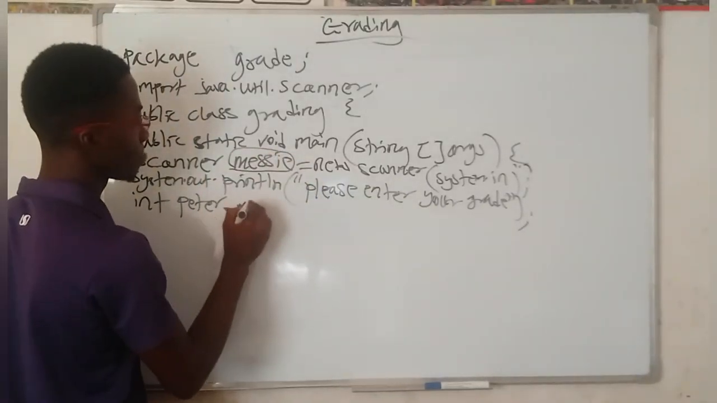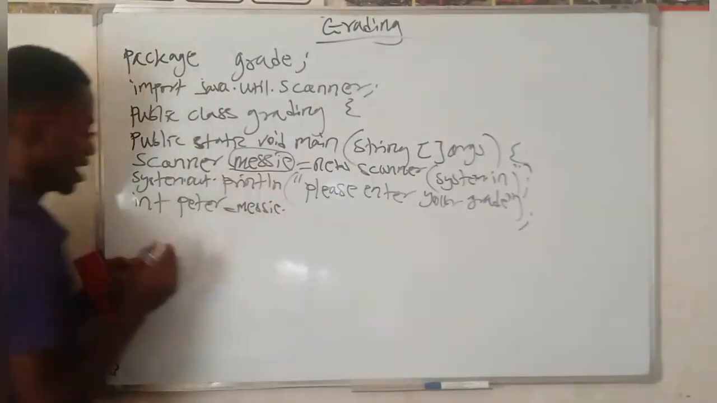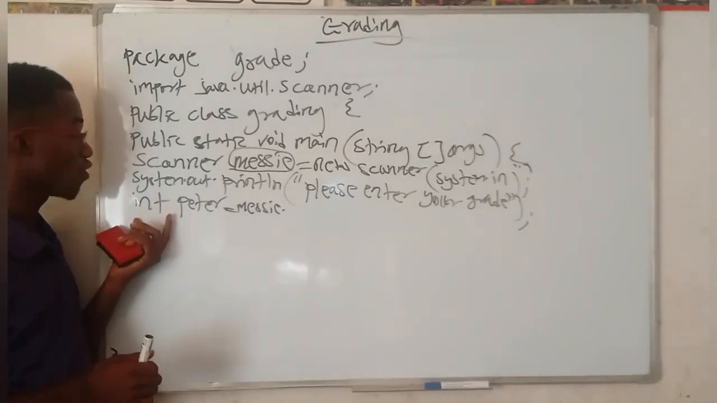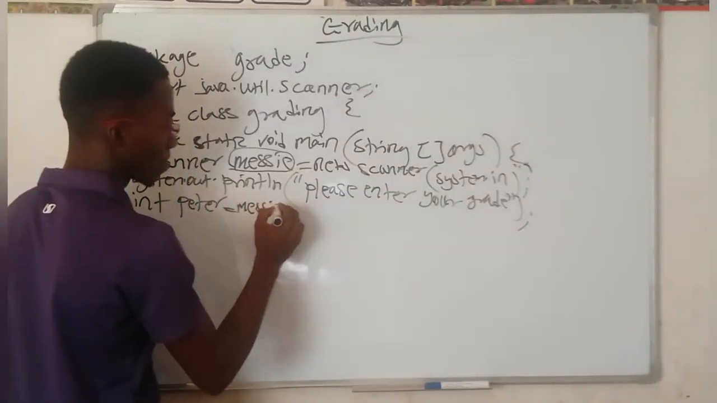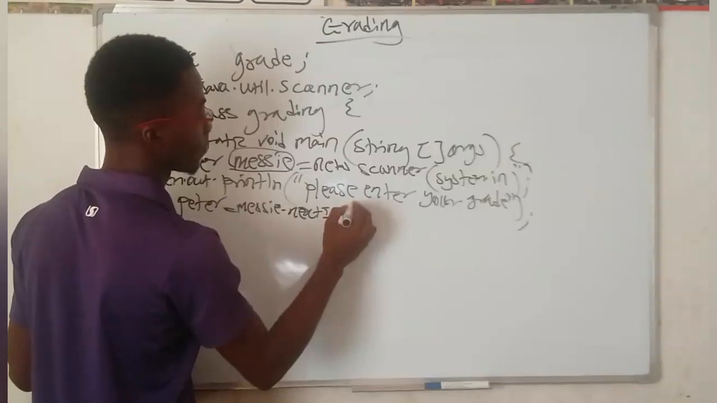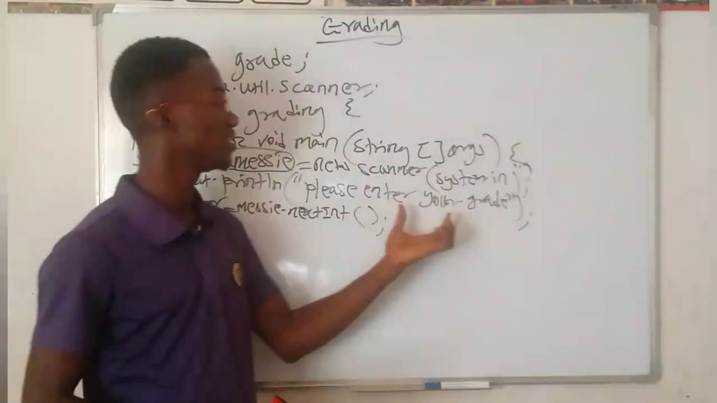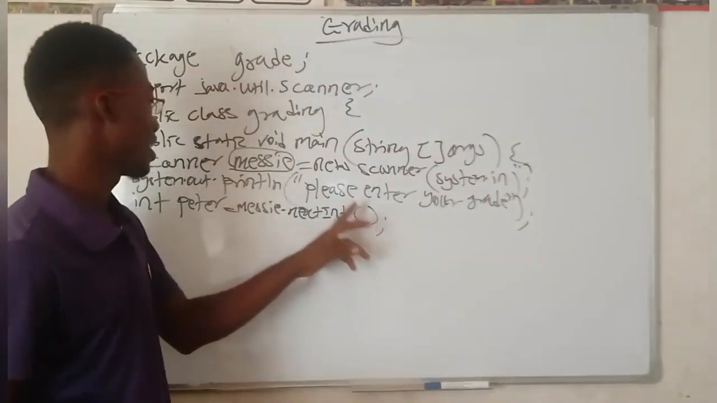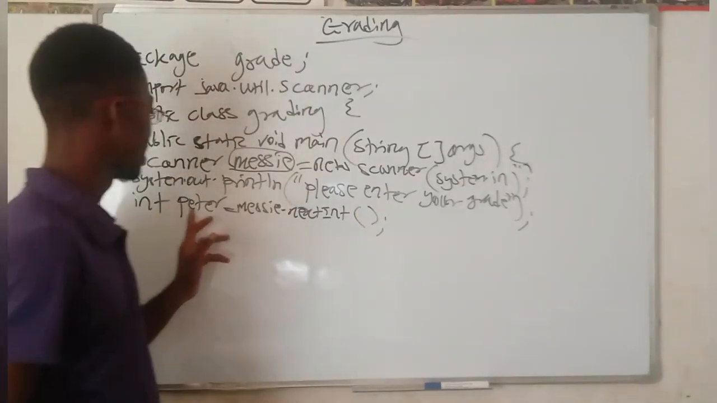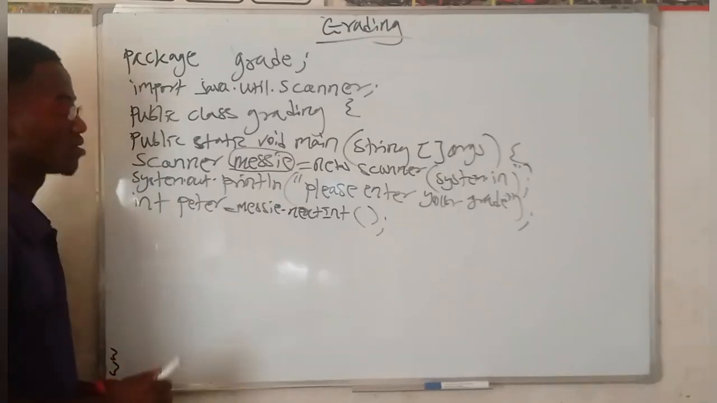So I'll say Messi dot what? Next int, because I'm using the data type int. So I'll say dot nextInt, right? Good. The value that this individual enters will be stored here, and Peter will be storing this value for me as a variable. It's the name of a person, but in this case, it's a variable.